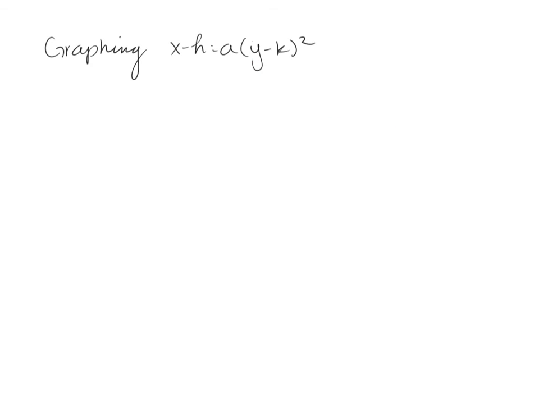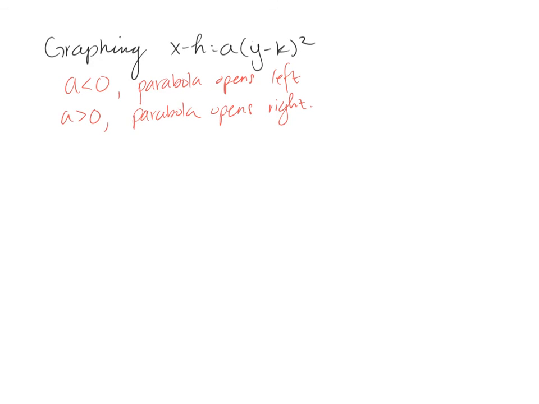So the last thing we want to look at is graphing a horizontal parabola. First things first, you need to know that if a is less than 0, in this case, your parabola opens to the left. And if a is greater than 0, the parabola opens right. Okay? Now, once you've determined which direction it's going to open, the first thing you've got to do is plot or draw the directrix, axis, focus, and vertex.